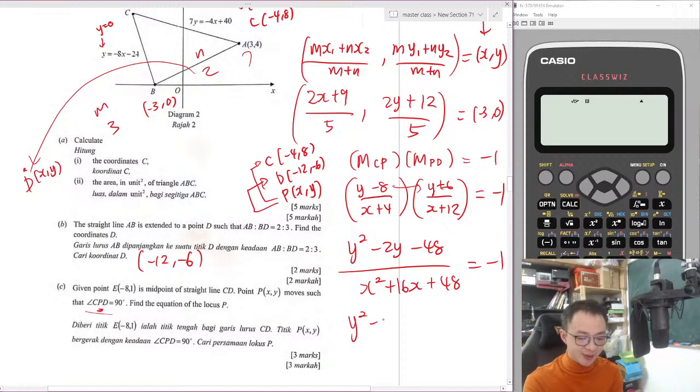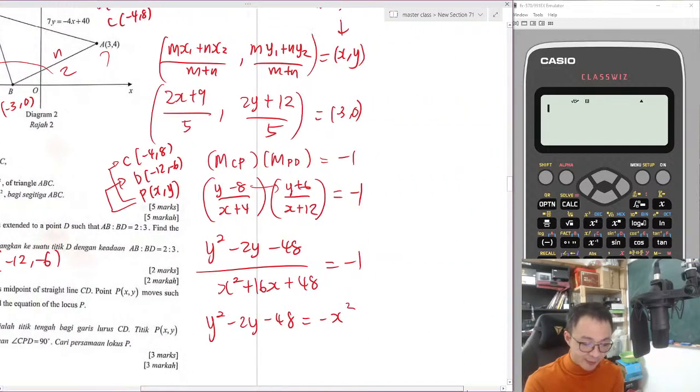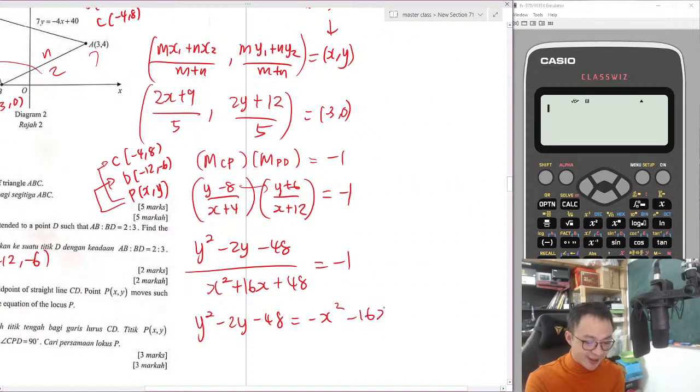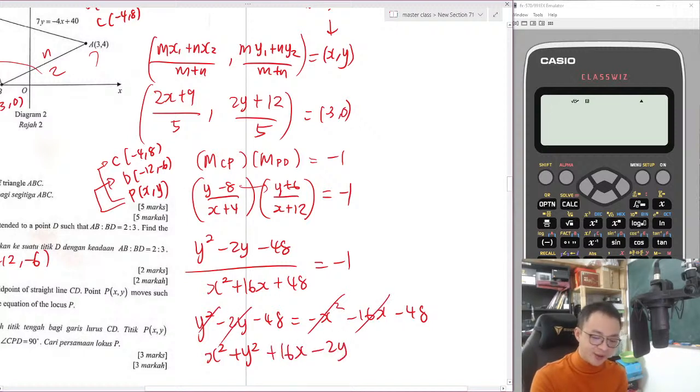Solving this equation, negative x squared minus 16x minus 48. Then I rearrange the whole equation. This is x squared plus y squared plus 16x minus 2y, and the constants cancel, giving 0. Yeah, done. This is the equation they want.